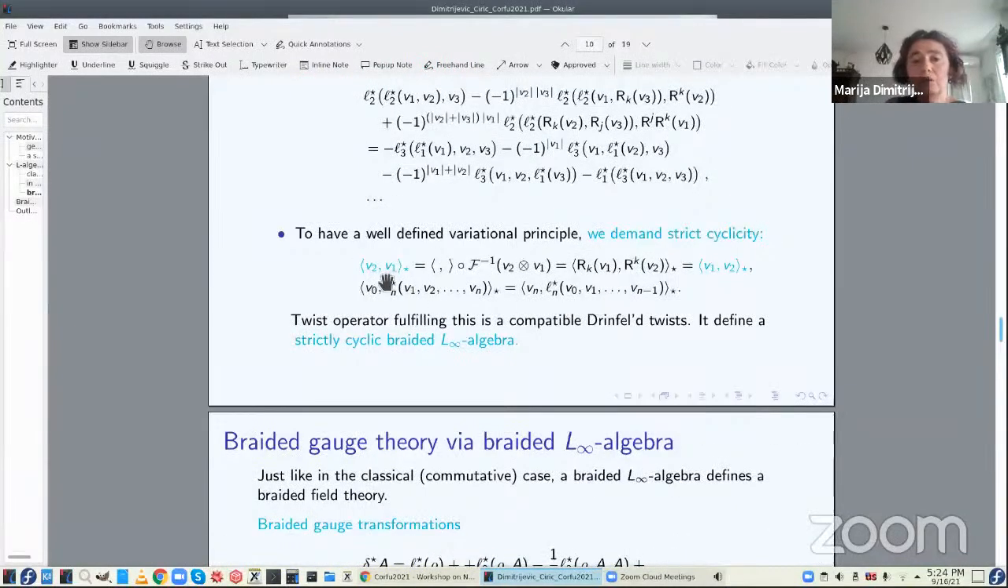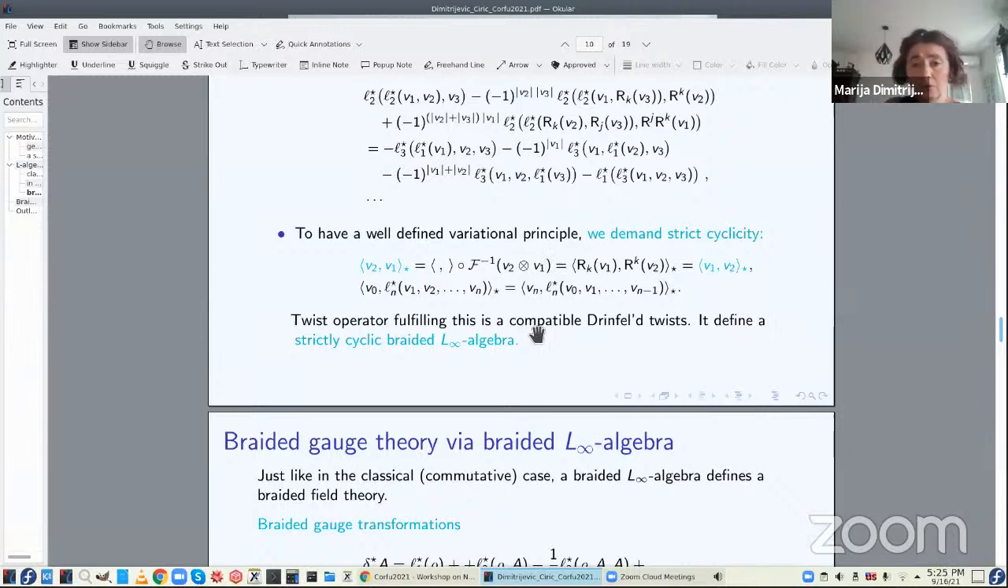consistently. So normally when we define it in such a way that we precompose it with a twist, and if we have a pairing between V2 and V1, then it's naturally braided symmetric or braided cyclic because of this R matrix. But we need a stronger requirement because of the variational principle and the equations of motion. And then we demand something that we call strict cyclicity. We demand that this R matrix disappear from there. And then the twists that fulfill this kind of condition we call compatible Drinfeld twists.